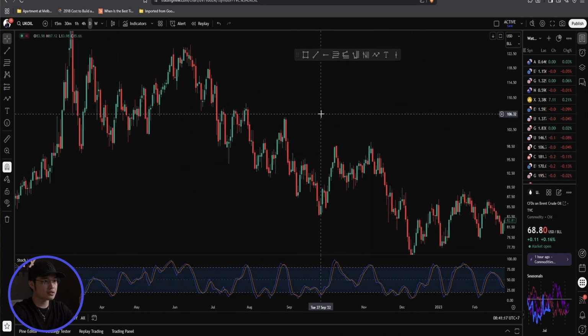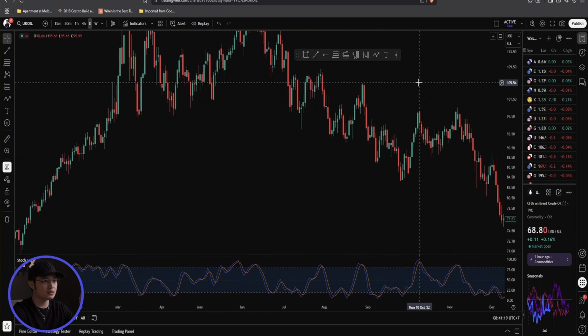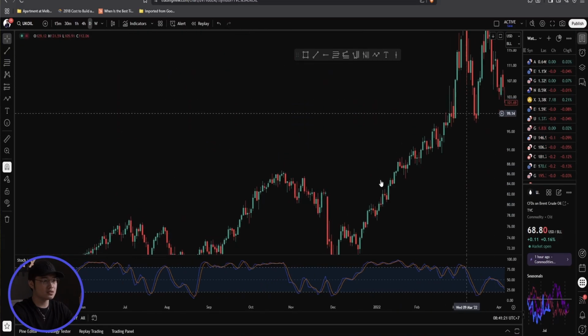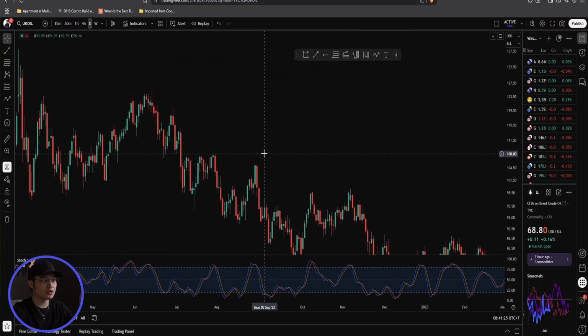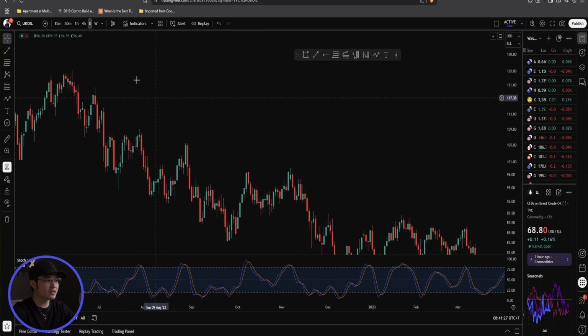Okay, let's see. This is not the cleanest. Let me check. Okay, let's use this one. This one is the bearish one, the bearish market. Let's draw the swing point.